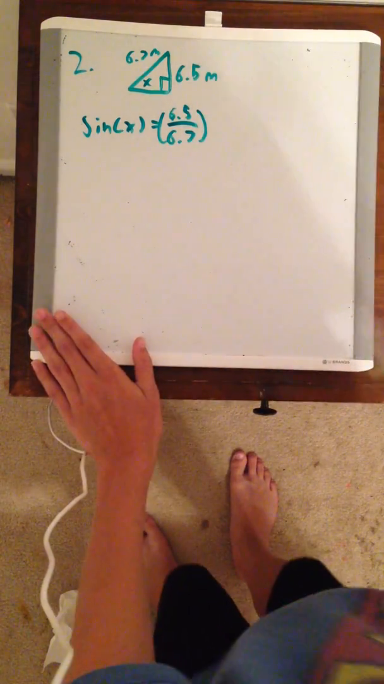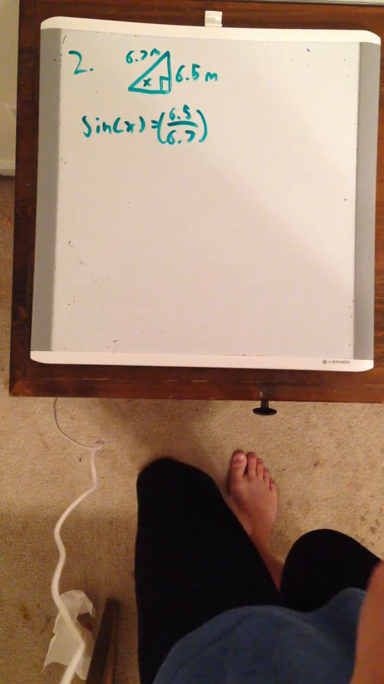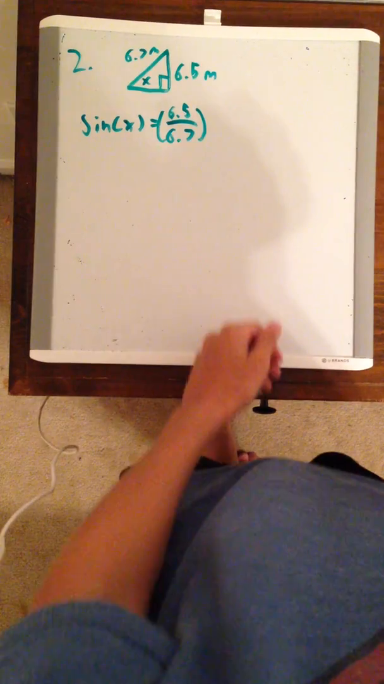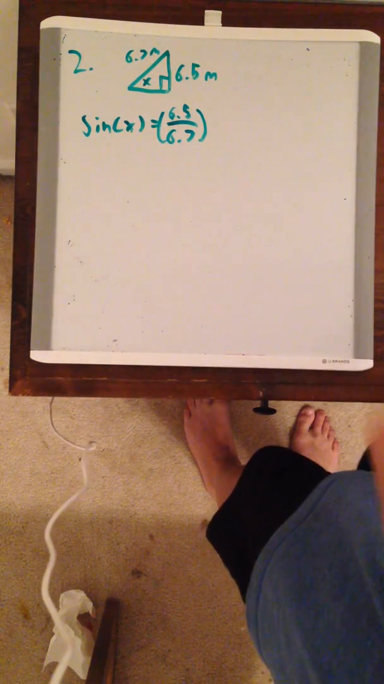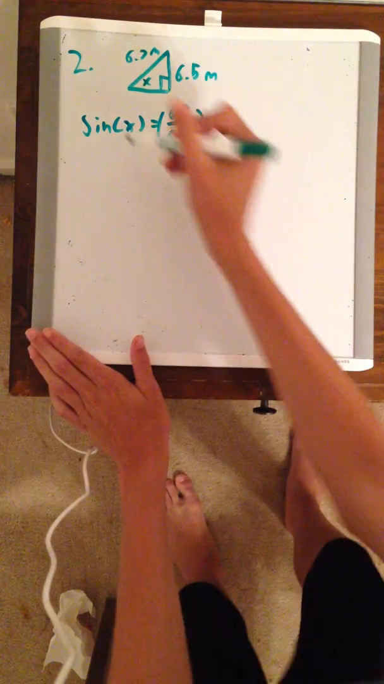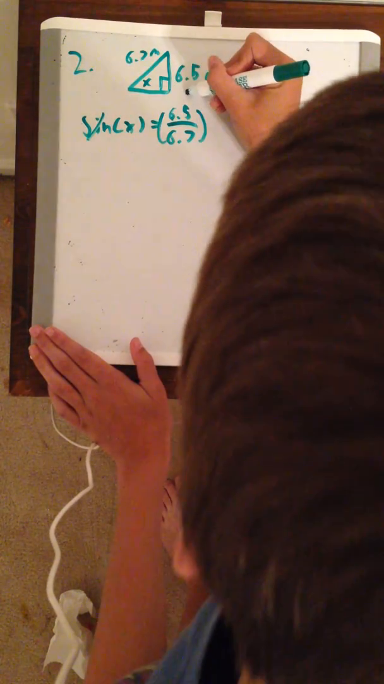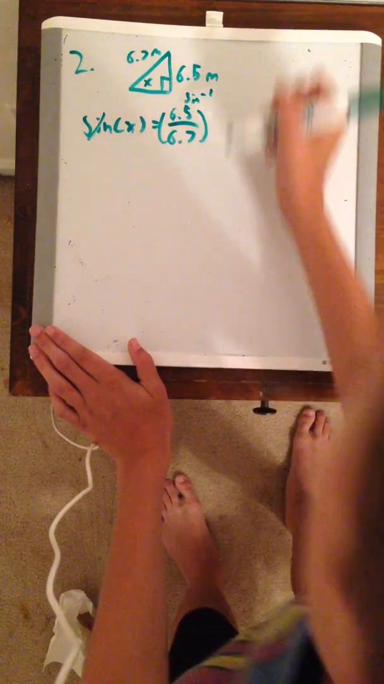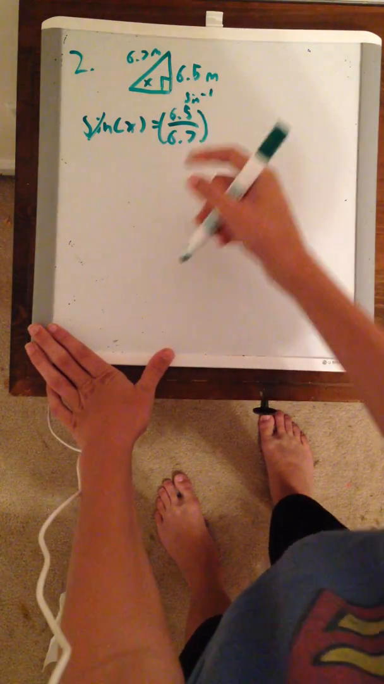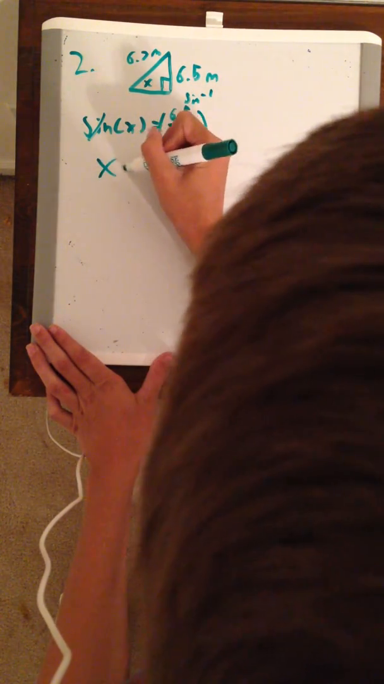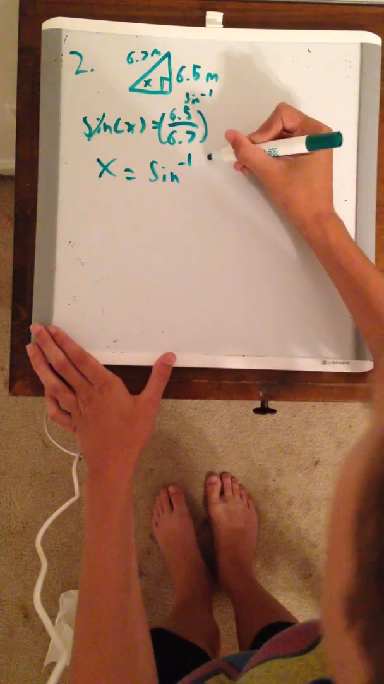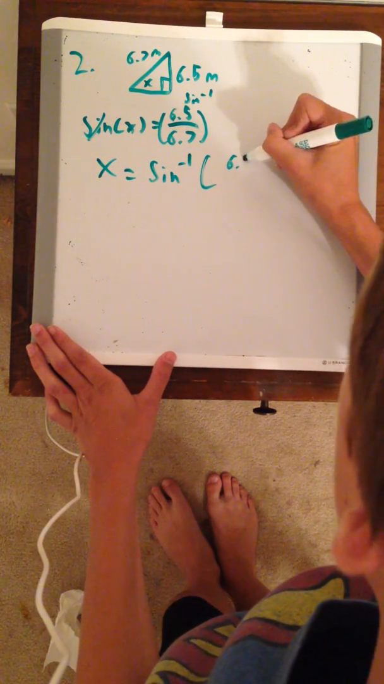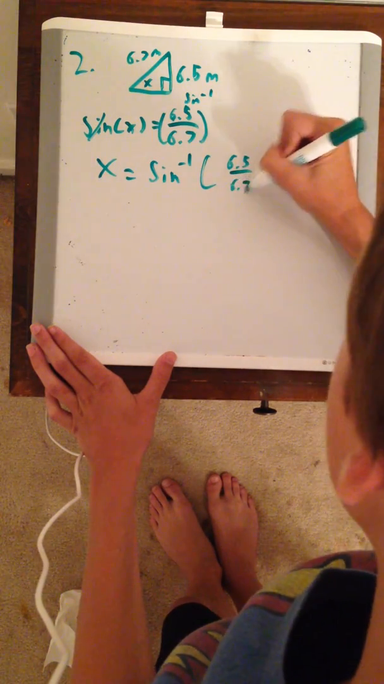Parentheses. And so unlike the first one though, we don't know the angle. So instead of trying to find the approximate in a calculator, we want the exact answer. So we're going to cross out sine right here and put sine over here and make it the inverse of sine. So x is going to be over by itself, and it's going to be inverse of sine, which is just sine to the negative 1, and then in parentheses still 6.5 over 6.7.